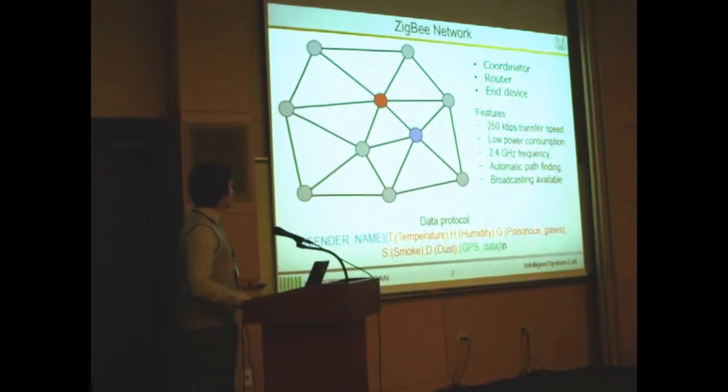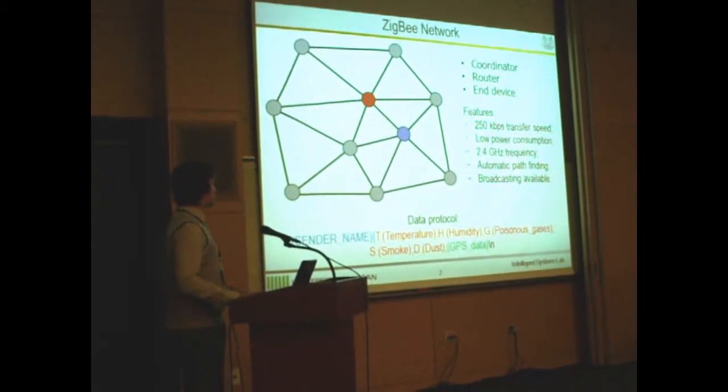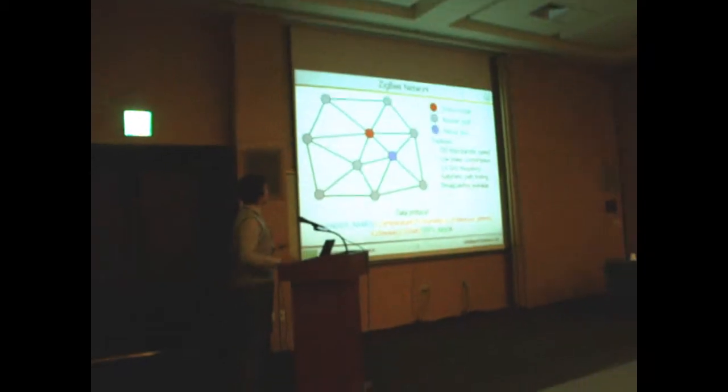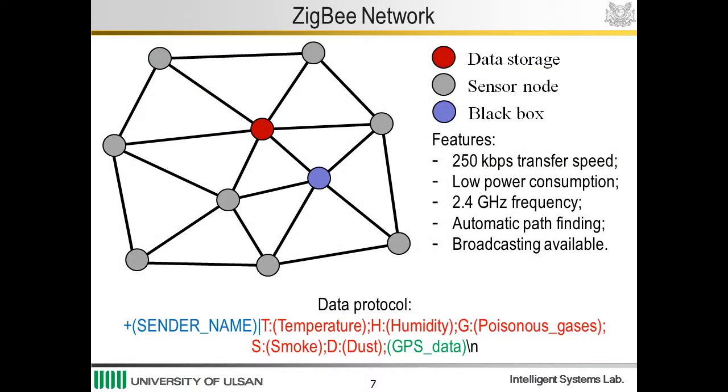Usually the ZigBee network consists of a coordinator, router, and end device, where the coordinator, after initialization, becomes just a router. We have decided to use different devices. We have sensor nodes, which are routers in a classical ZigBee network. We have data storage, which is a PC with a MySQL database. And we have added a new type of sensor node called a black box.